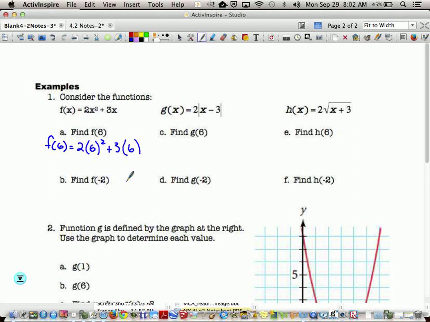What is 6 squared? Times 2? 72. What's 3 times 6? 18, and I'm getting 90. Now, just to show you, you could do the same thing if it was a y equals equation. You do all your same work.